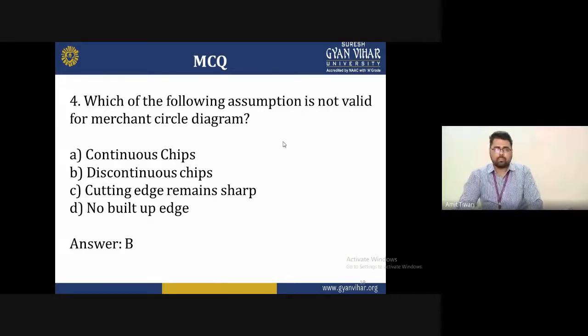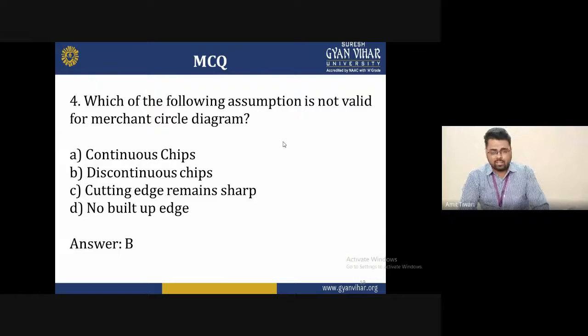Which assumption is not valid for the merchant circle diagram? The options are A continuous chip, B discontinuous chip, C the cutting edge remains sharp, and D no built-up edge formation. The correct answer is B, the discontinuous chip. Obviously, we do not require the discontinuous chip because it is not good for machinability.